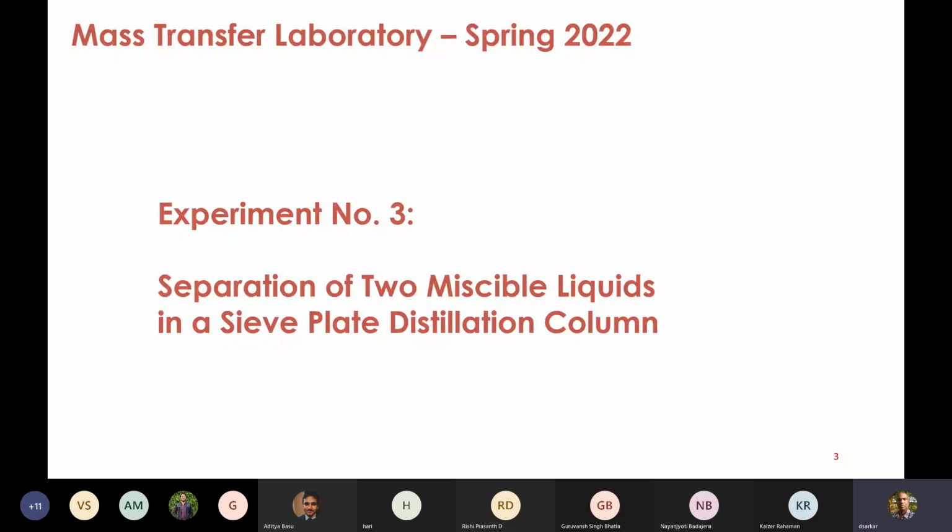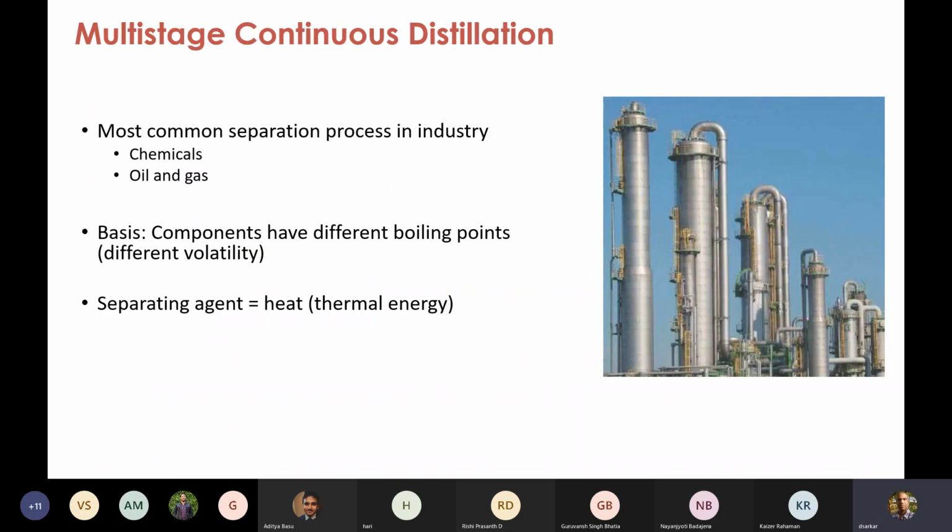So why is multi-stage necessary? Just recall what we have done last time, or recall the definition of distillation, which is basically preferential separation of the more volatile component. So if you have a binary mixture where the volatility of these two components is different, that means they differ in boiling points, and the wider the difference, the better is the separation.